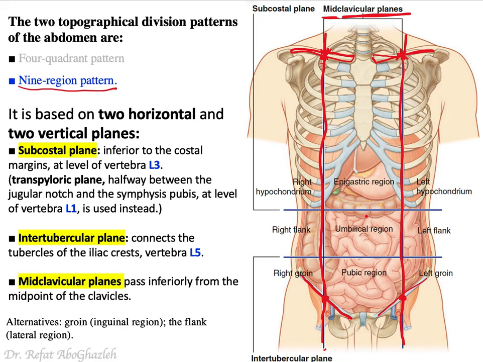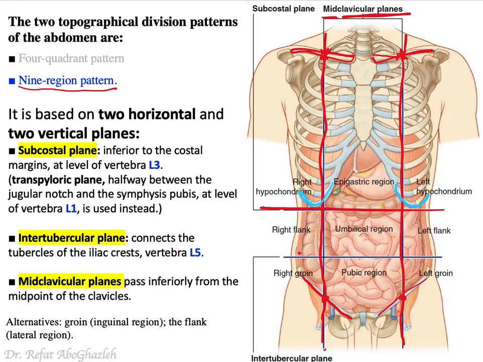Also, we need another two planes, but not vertical, horizontal. You know, this is the costal cartilage and this is the costal margin. This is the costal margin. You can palpate it also, guys, for yourself and for patients as well. Just put a horizontal plane just below it. This is number one.